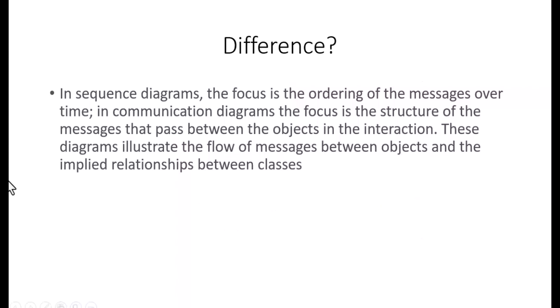Now what's the difference between the sequence diagram and the communication diagram? In the sequence diagram, the focus is the ordering of messages over time. In the communication diagram, the focus is the structure of the messages that pass between the objects in the interaction. These diagrams illustrate the flow of messages between objects and implied relationships between the classes. So the purpose looks the same, but there is a difference, and the difference is the structuring. In the sequence diagram, the ordering of messages is necessary, while in the communication diagram it is not necessary. So in the communication diagram we just focus specifically on objects and the particular message, which message is passed, what type of message is passed.